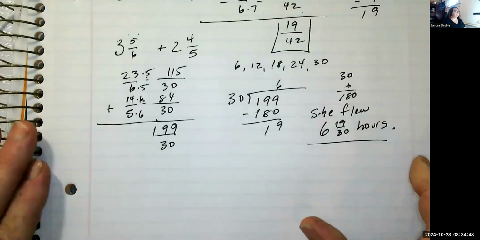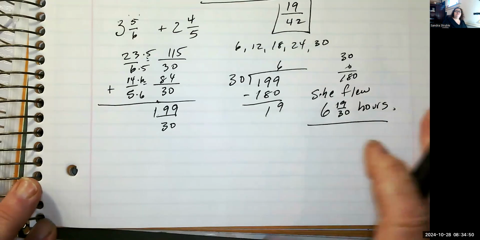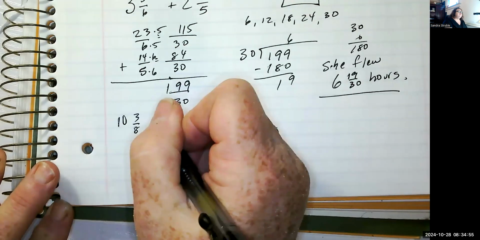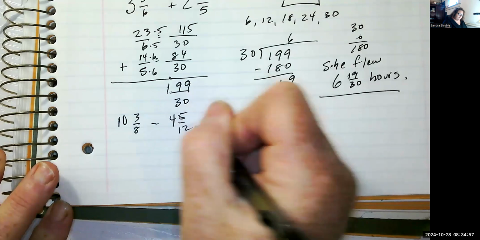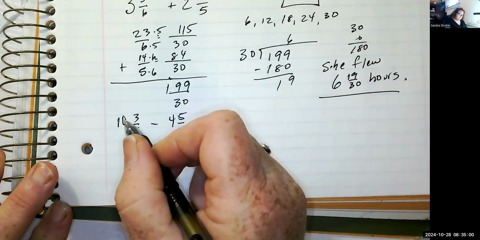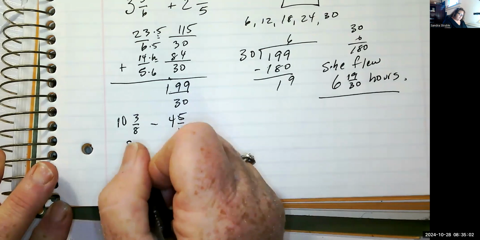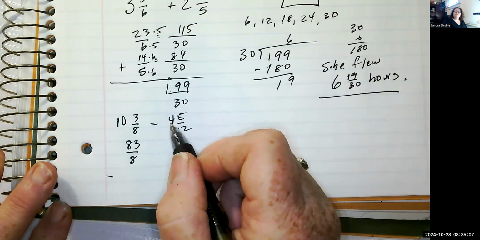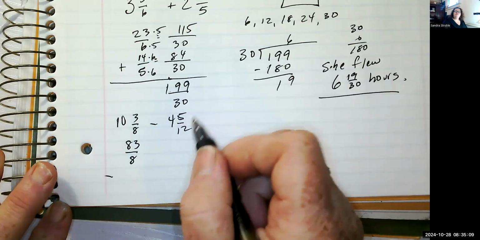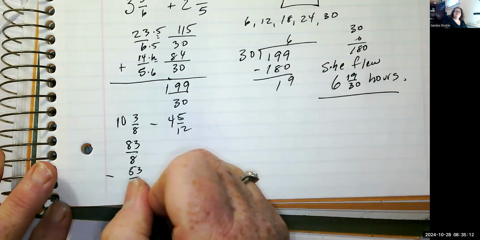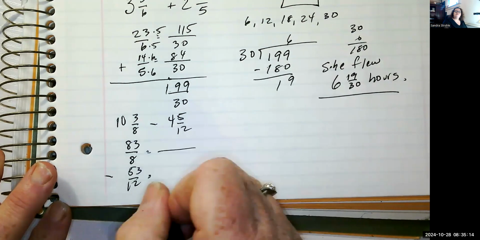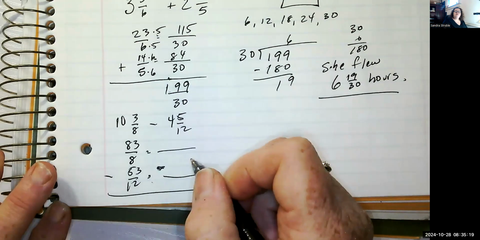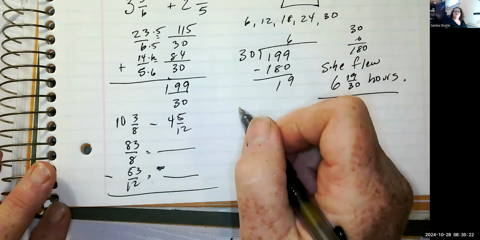All right. The next one is 10 and 3/8 minus 4 and 5/12. I'm going to go ahead and change these to improper. 8 times 10 is 80. 80 plus 3 is 83 over 8, minus 12 times 4 is 48. 48 plus 5 is 53 over 12. This is a subtraction. All right, common denominator: 24.